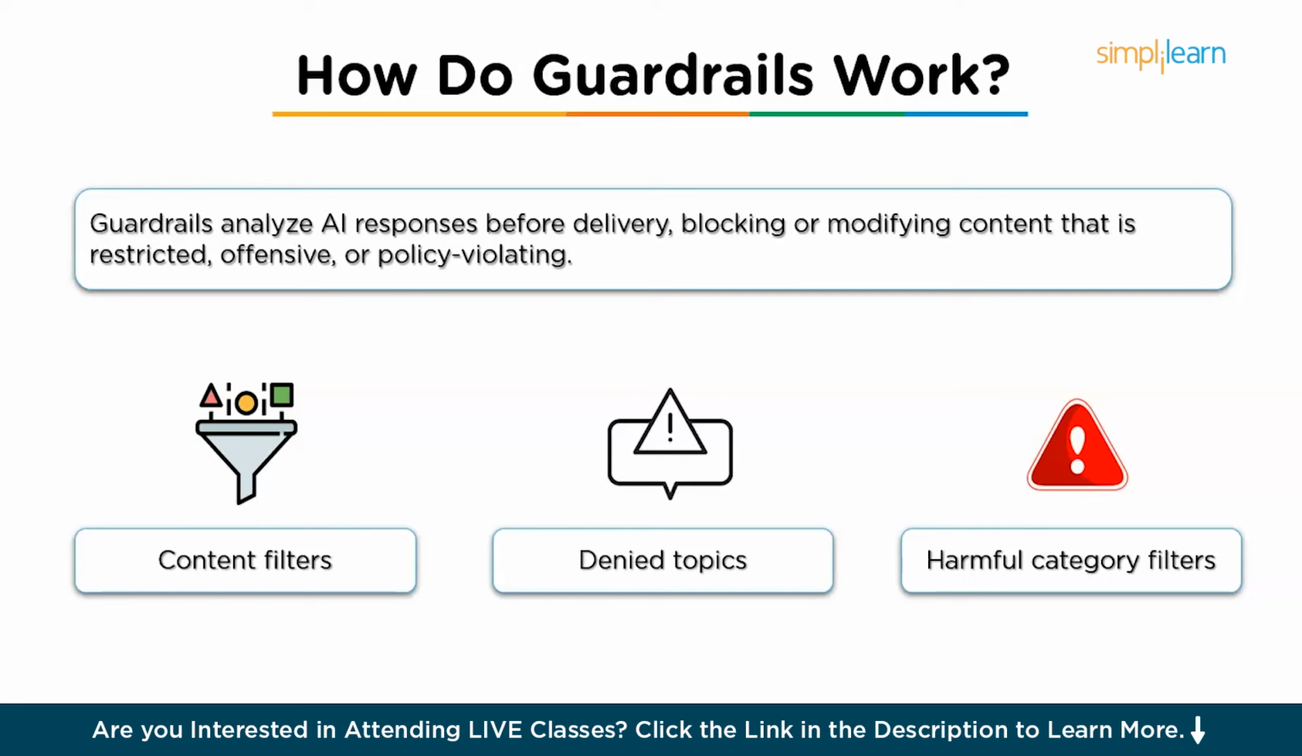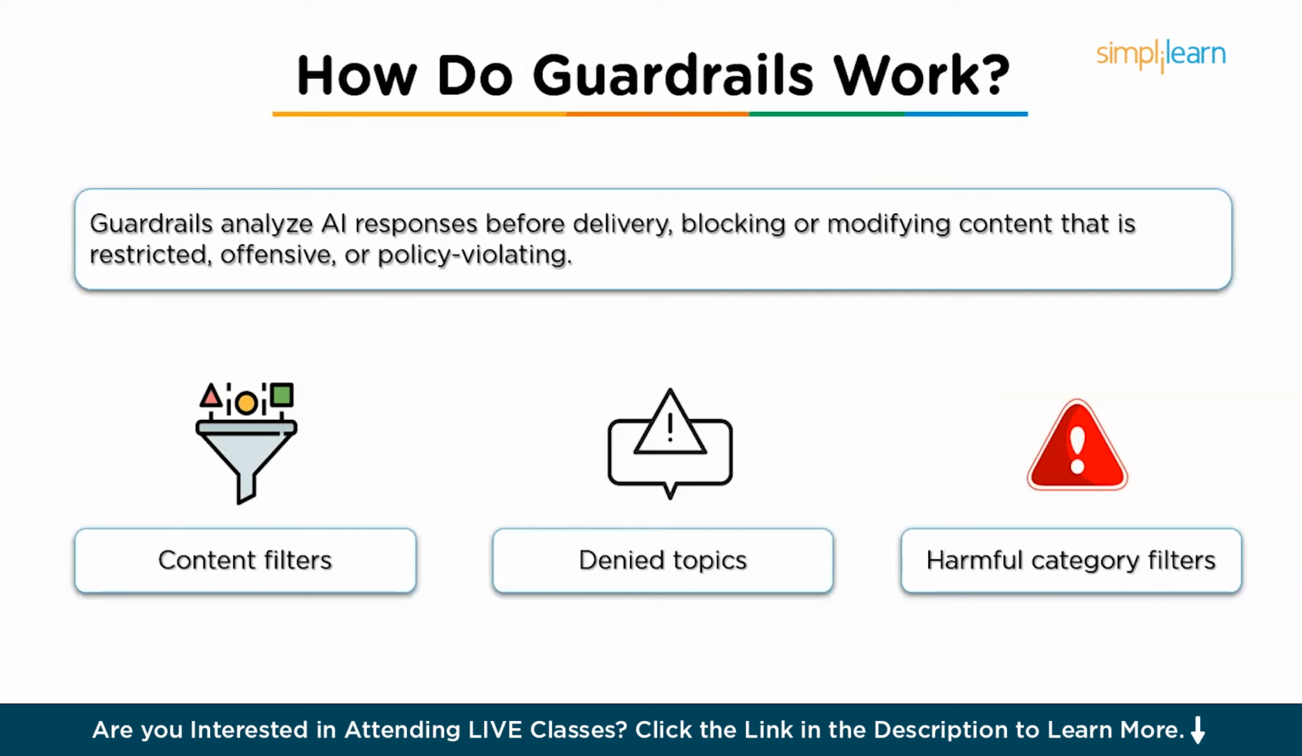In denied topics, there are predefined topics that the AI is not allowed to discuss. Example, political opinions, personal health advice, financial investment recommendations, etc. And then comes harmful categories, where adjustable safety settings restrict responses related to hate speech, self-harm, violence, harassment, and adult content. And then it has custom word filtering, where users can define a list of restricted words or phrases that the AI should not generate in its responses.